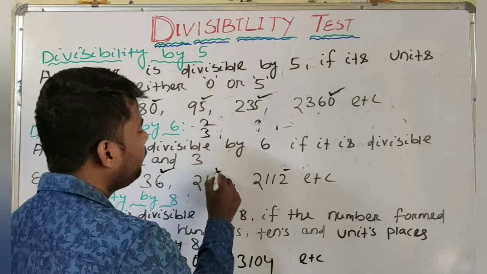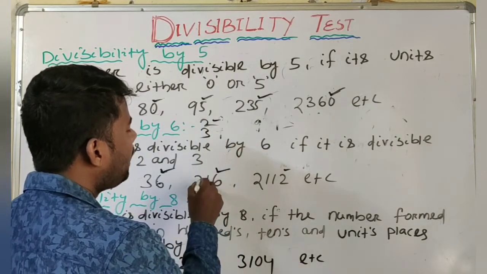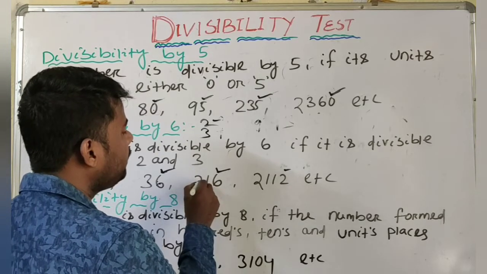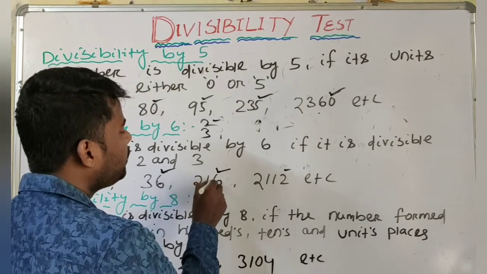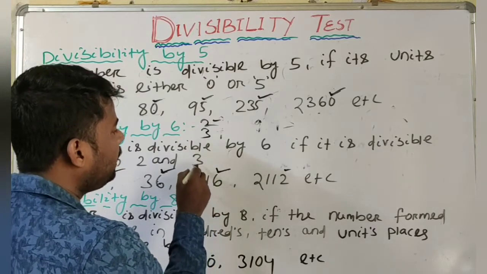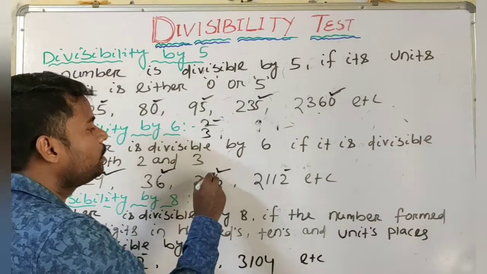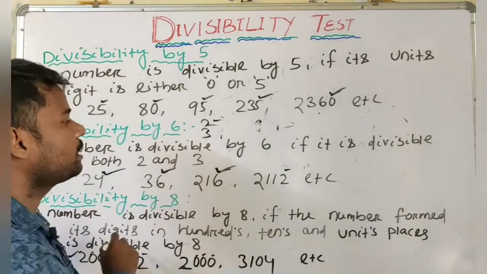Here its unit digit is 6, so this number is divisible by 2, and the sum of its digits is 2 plus 1 plus 6 is equal to 9, and 9 is a multiple of 3. That means this number is divisible by both 2 and 3, so this number is also divisible by 6.